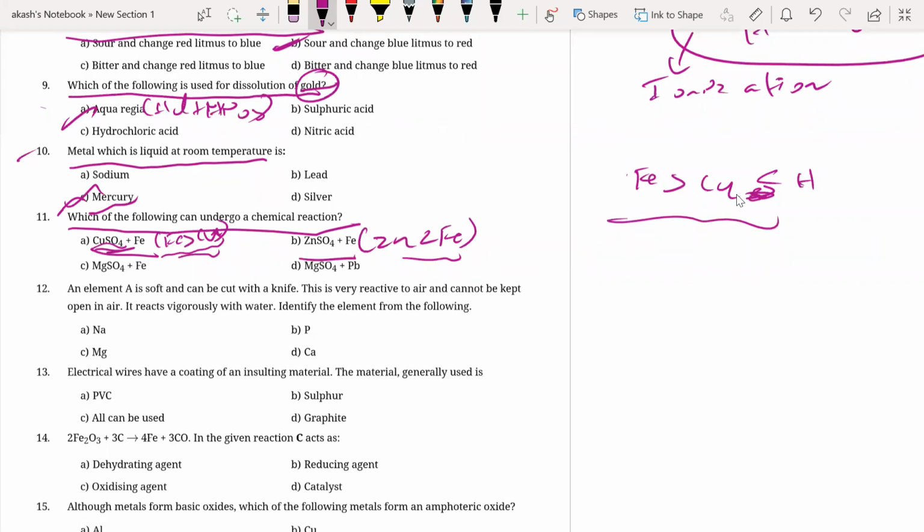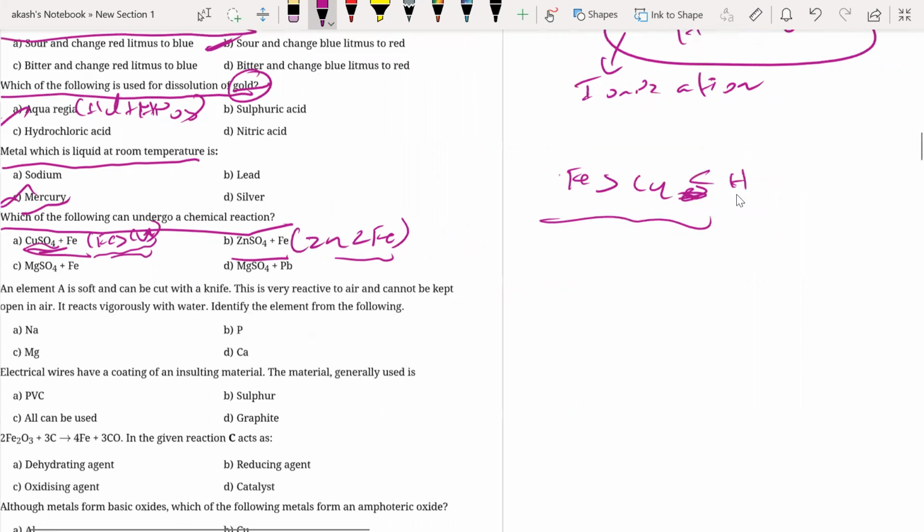For this reaction to happen, iron should be more reactive than zinc. Is it possible? Is it correct? Iron more reactive than zinc, correct or not? No, it's not, right?